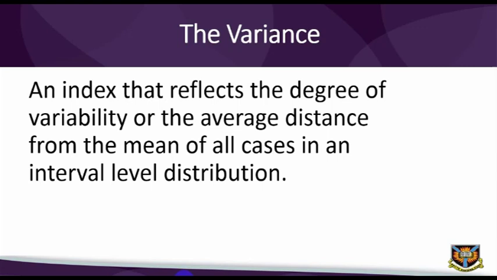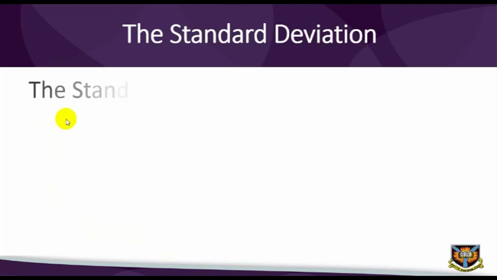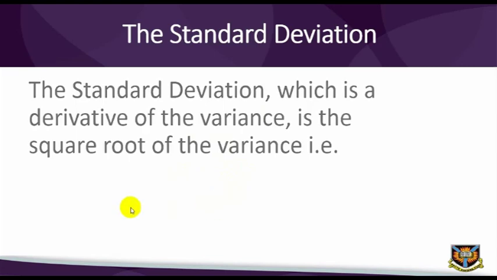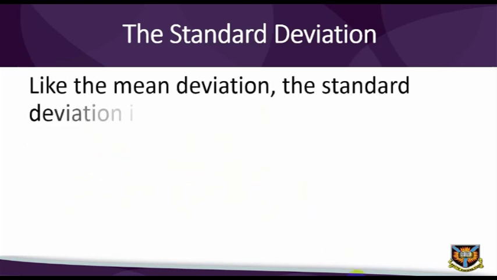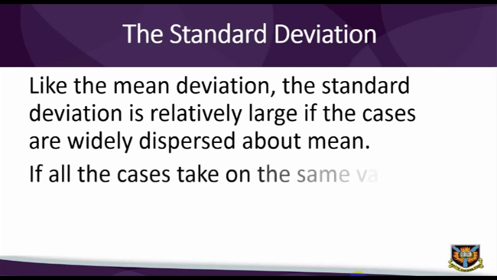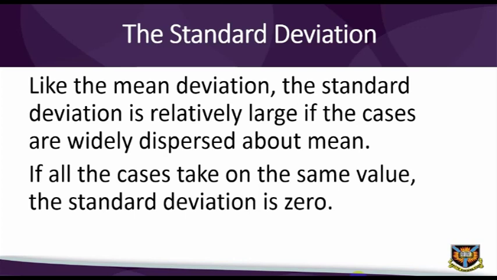4. The standard deviation. The standard deviation, which is the derivative of the variance, is the square root of the variance. That is, standard deviation is equal to the square root of variance, which is equal to the square root of the summation of (x minus x bar) squared over n for ungrouped data. It is also equal to the square root of the summation of f times (x minus x bar) squared over n for grouped data.